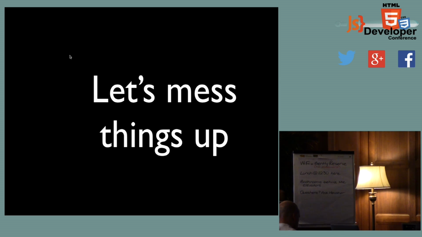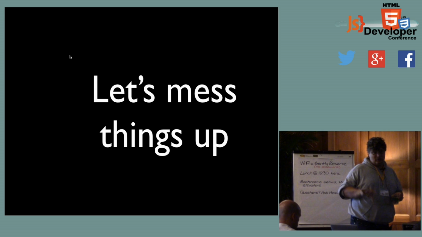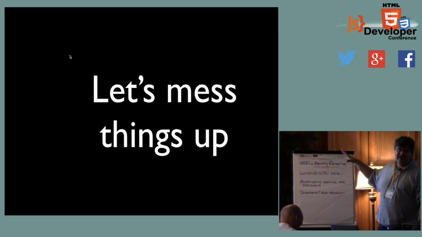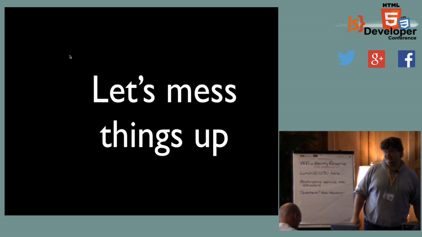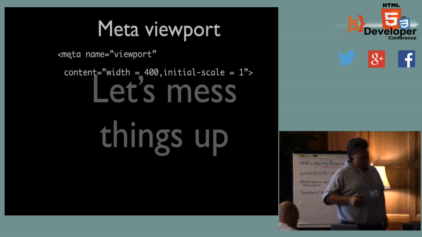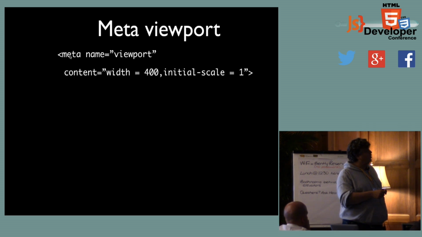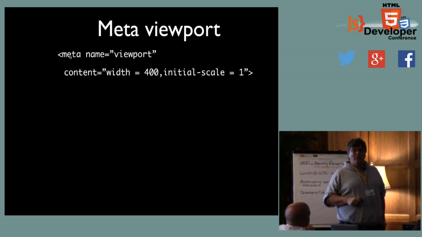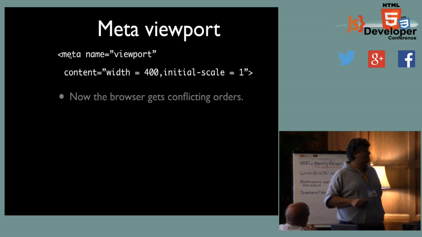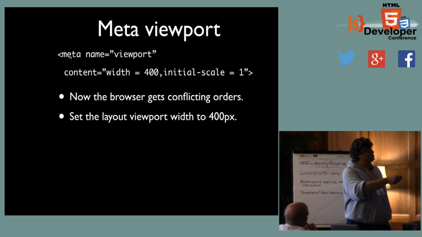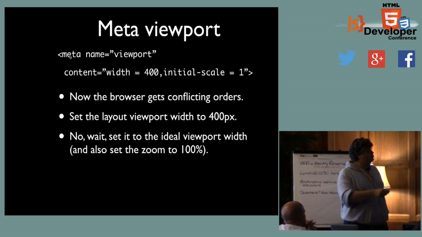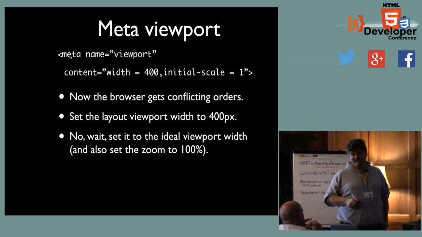The fun part is the reason I do browser compatibility research. Once I've figured out how something works, I try to mess up the browsers. I try to give them weird instructions and see how they react. So what I did as a test was this. Width equals 400, initial scale equals 1. What I'm doing now is giving the browser conflicting instructions. On the one hand, I tell it to set the layout viewport to 400 pixels. On the other hand, I tell it to set it to the ideal viewport and also set the zoom level. But ideal viewport is what the point is here.